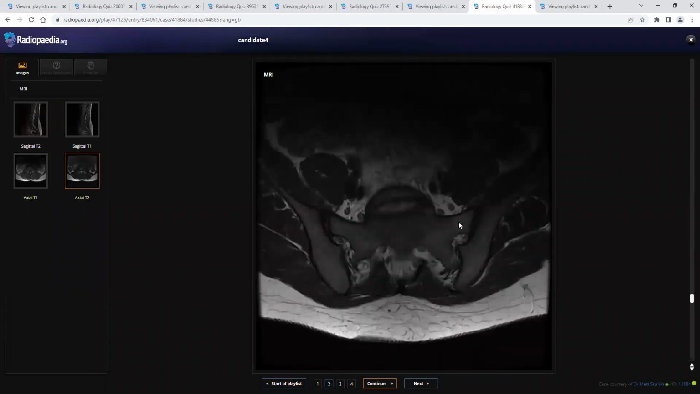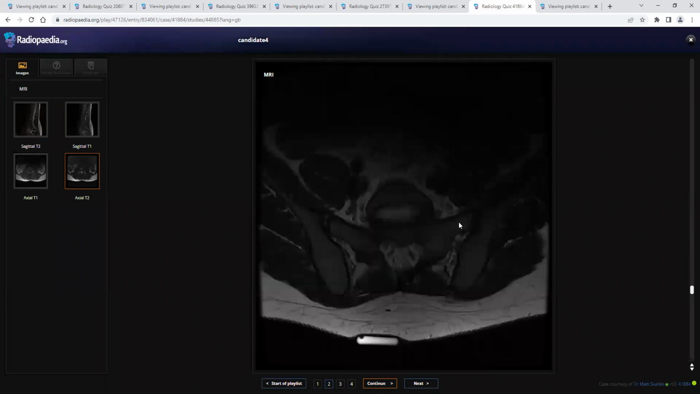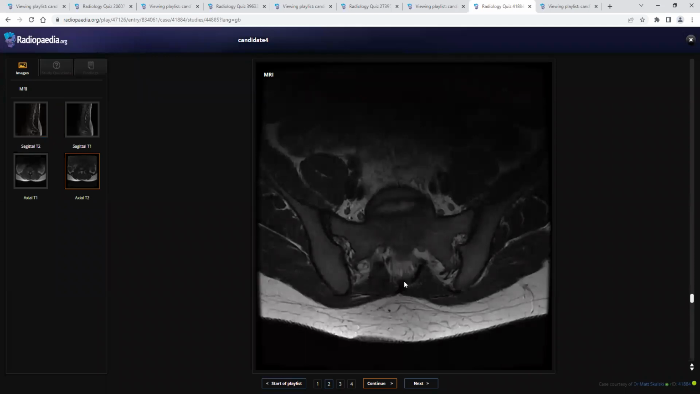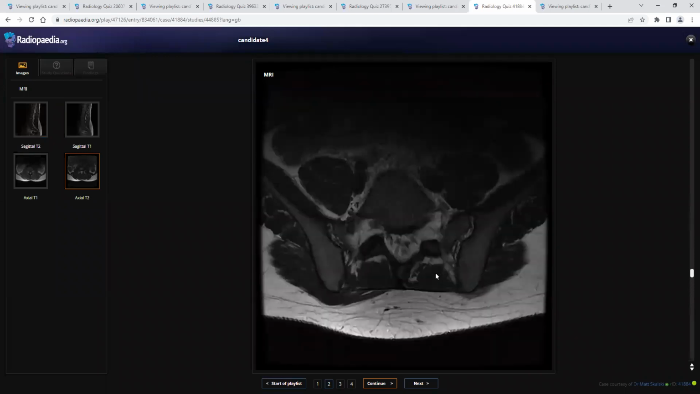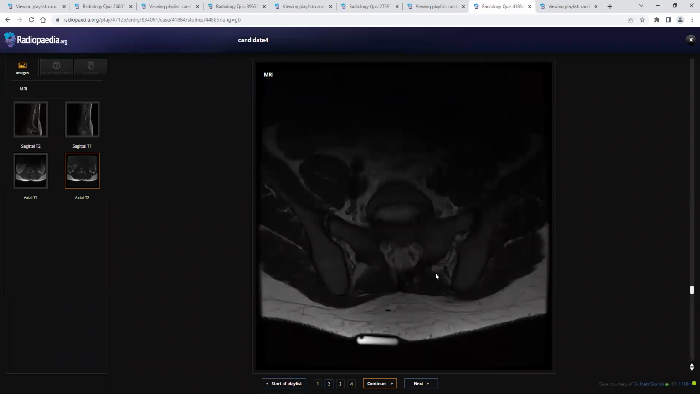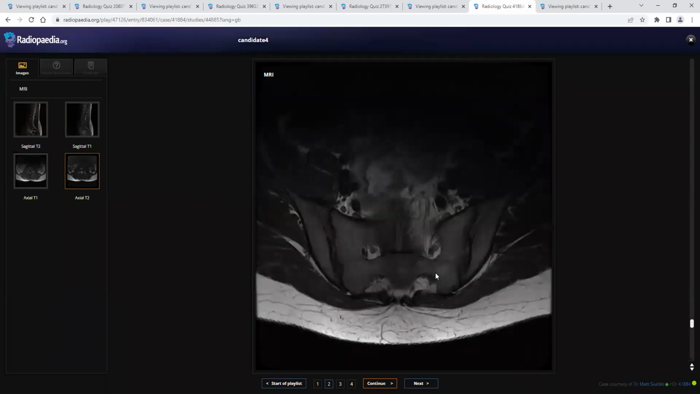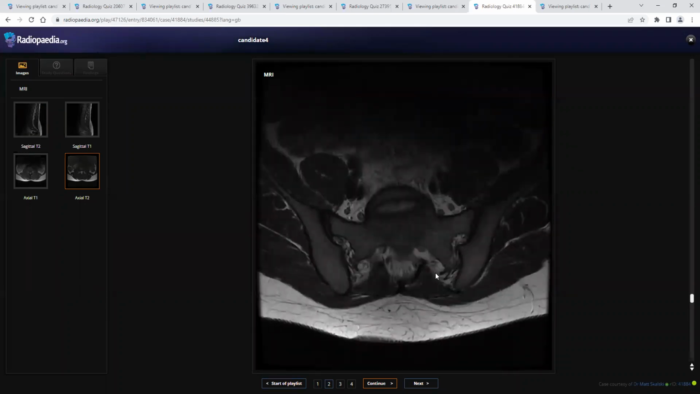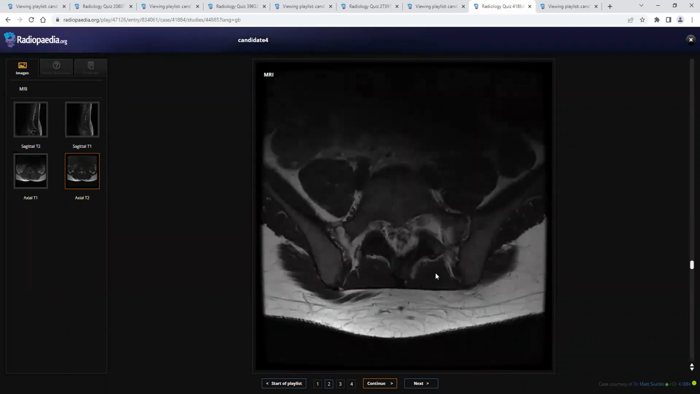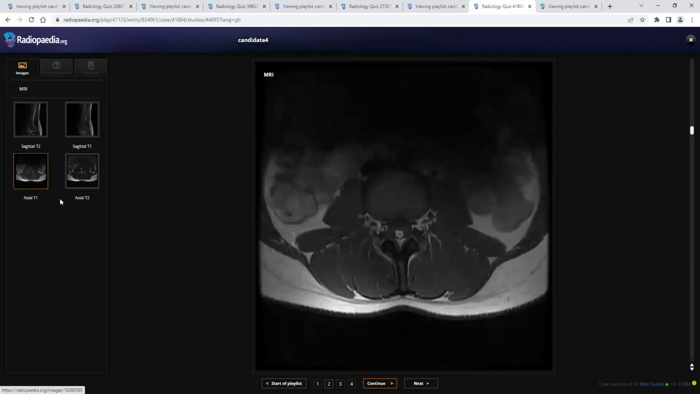Okay, in the sacrum, maybe in the S1, I think there is some laminar defect on the right side. Okay. Laminar defect. Do you want to look at the axial T1? Yeah.